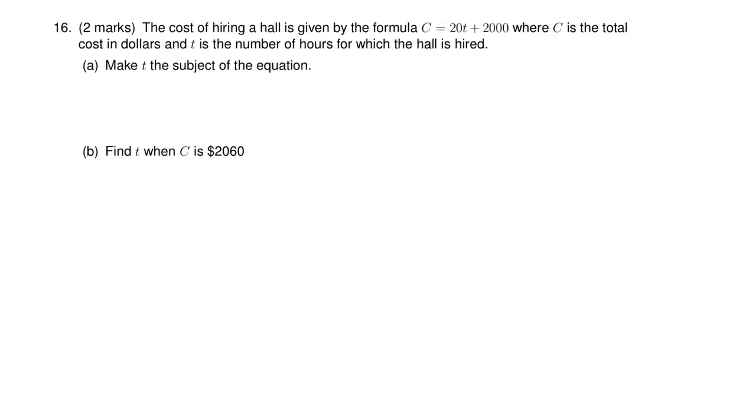We've got a couple of steps in this question. Part A says make t the subject of the equation. So we've got this equation here. C equals 20t plus 2,000. This is the cost for hiring a hall. So let's take that and let's do that over here. I've got C equals 20t plus 2,000. Now, to make t the subject of the equation, I'm going to have to end up with something that says t equals. That's my final goal. So I want to get t on its own. We just use our algebra skills to do that.